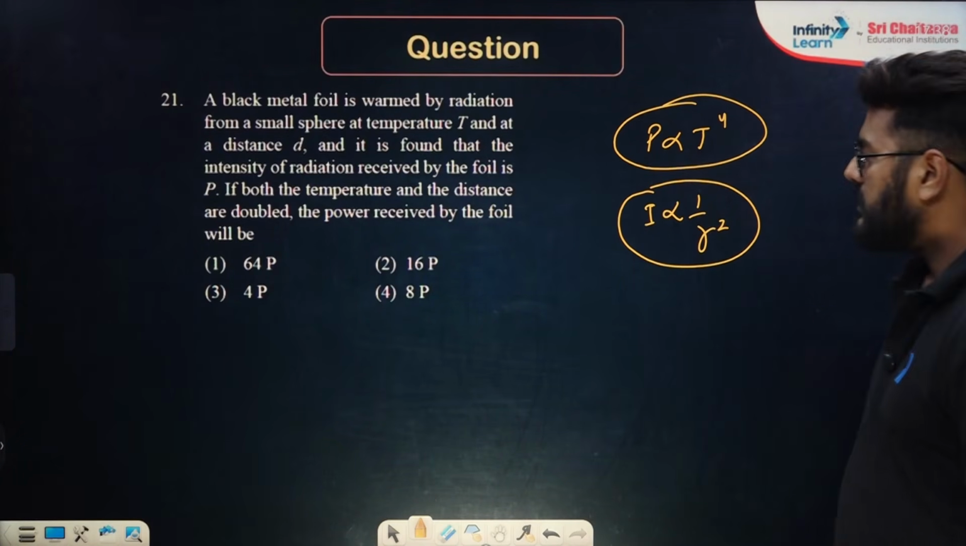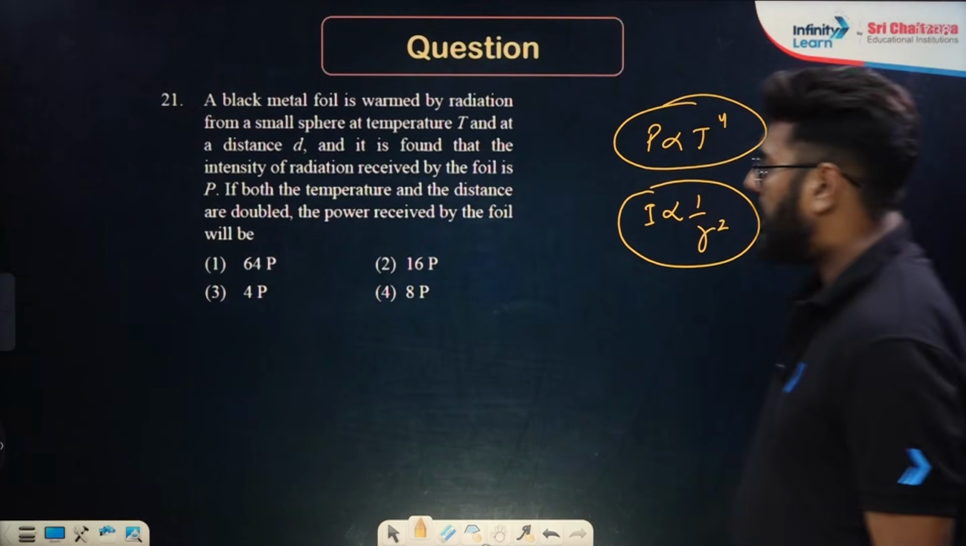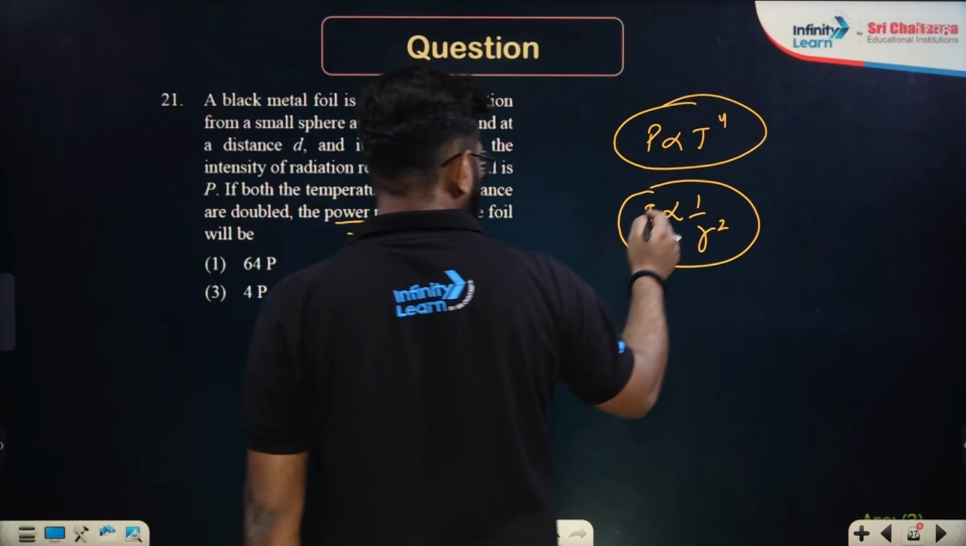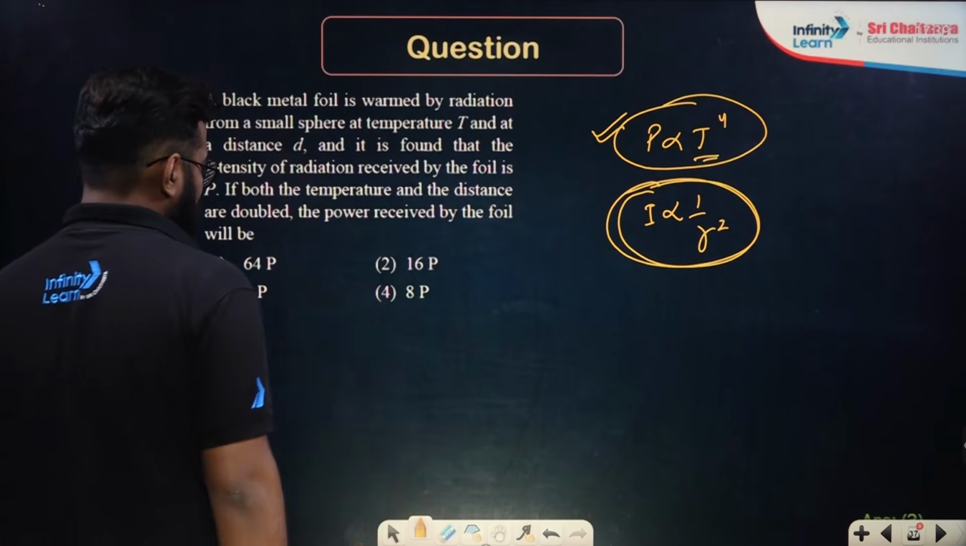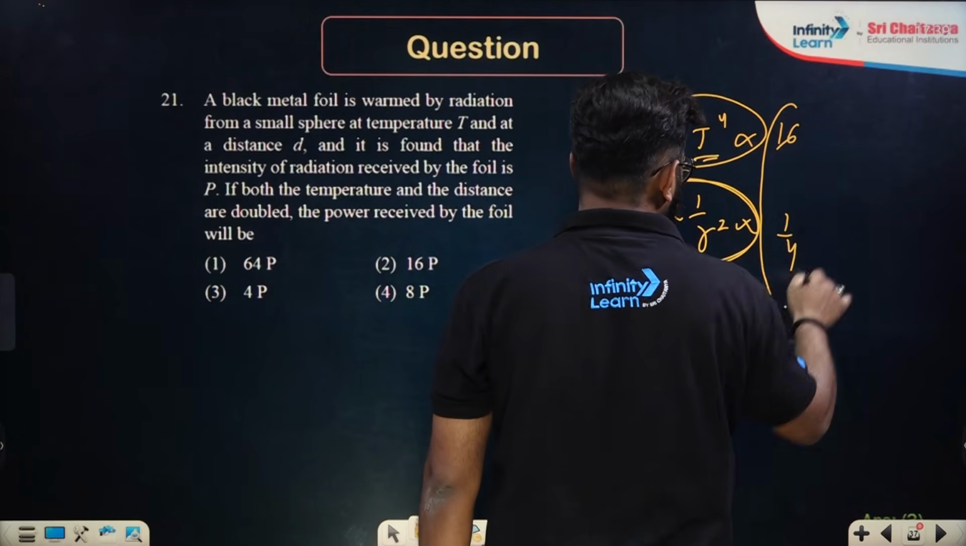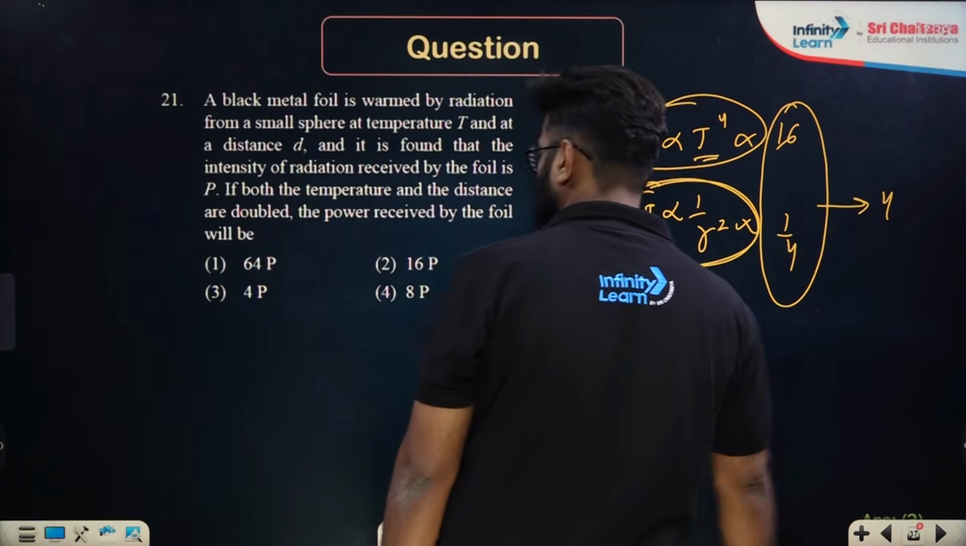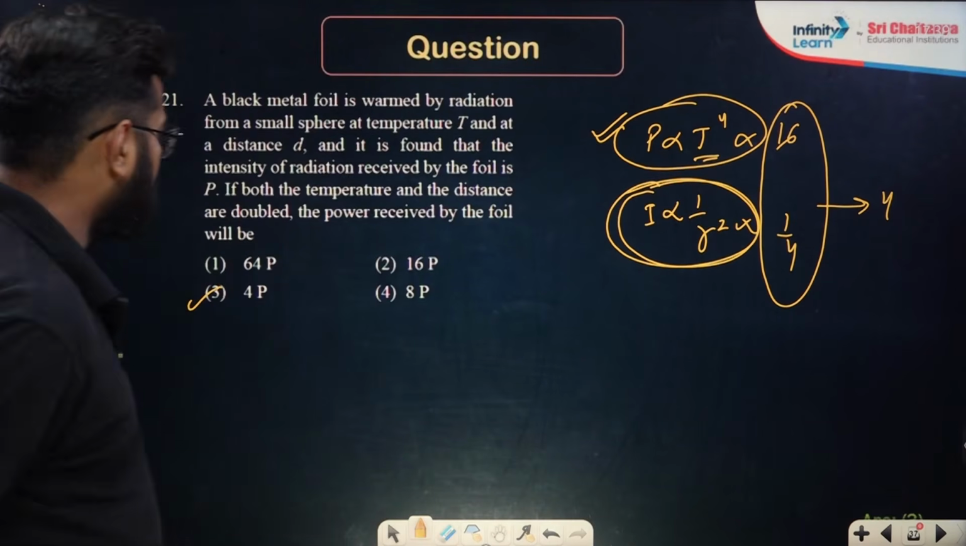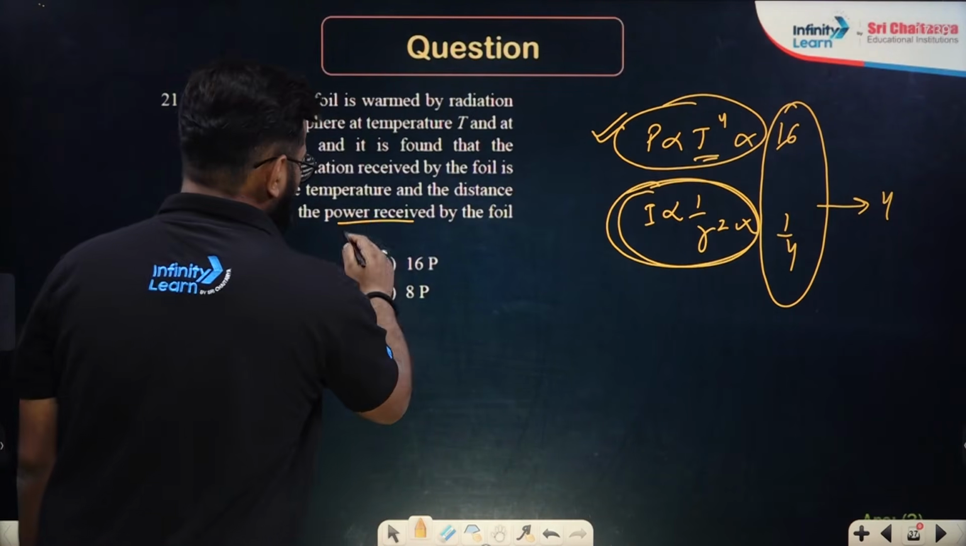Okay. Next, see the point is now they are asking power received. Here I am talking about intensity. Okay. So by the same logic, this will become 16 times and this will become 1 by 4 times. When you include both of them, answer will be 4 times. Option number 3. Okay. Power received is like intensity only.